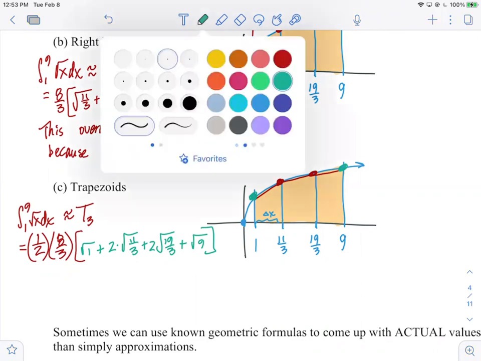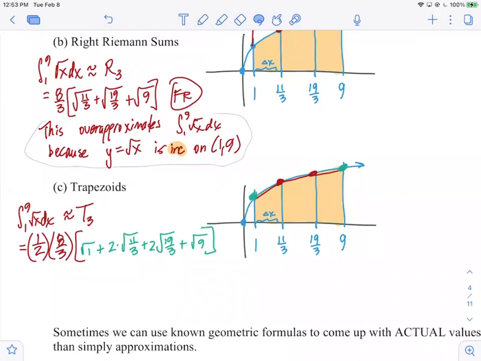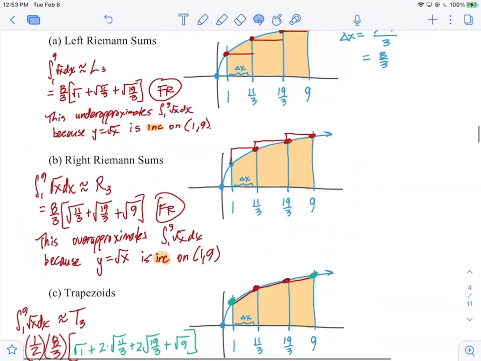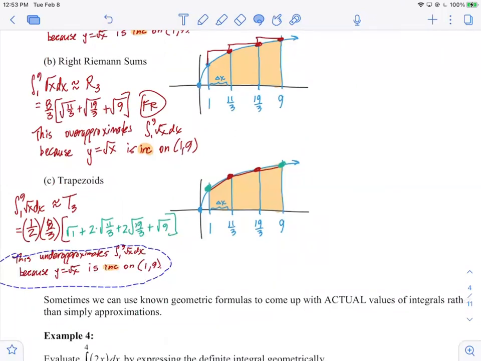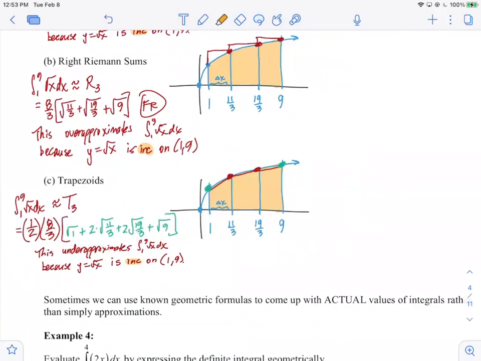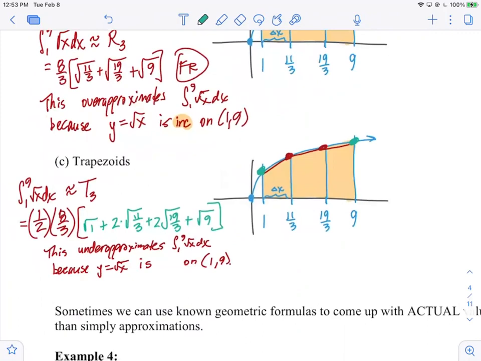Now for this one, you would say that it's going to be very similar. So if you want to copy over the over or under approximation from part A, so I don't have to write so much. It is going to be an under approximation, but it's for a different reason. It's not because y equals square root of x is increasing on that interval. It's because y equals square root of x is concave down.